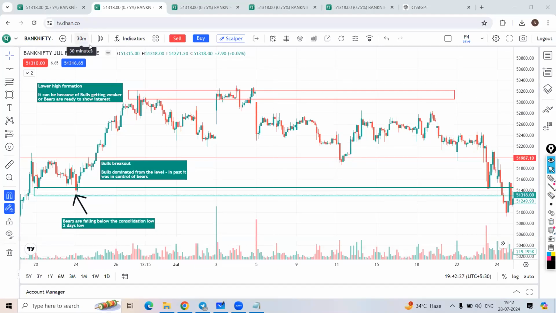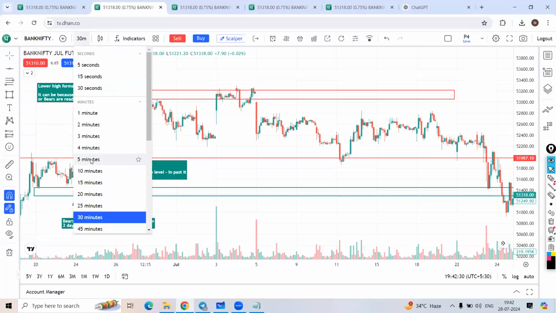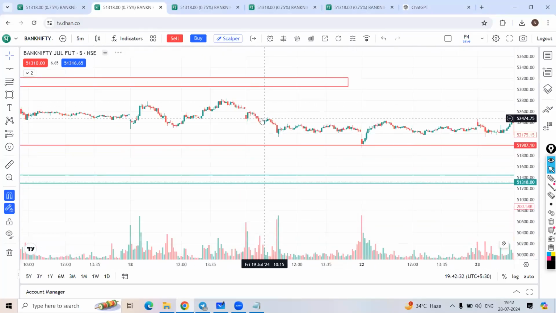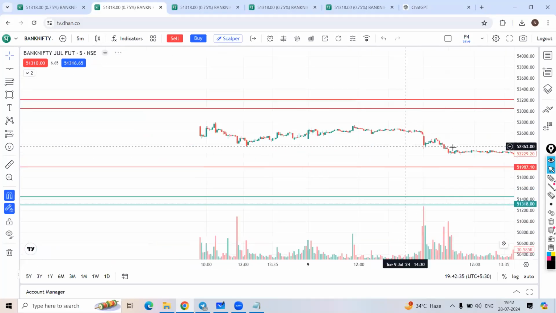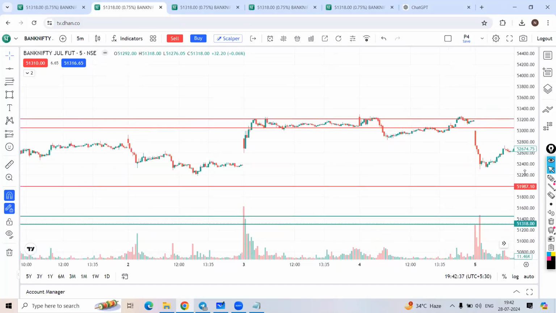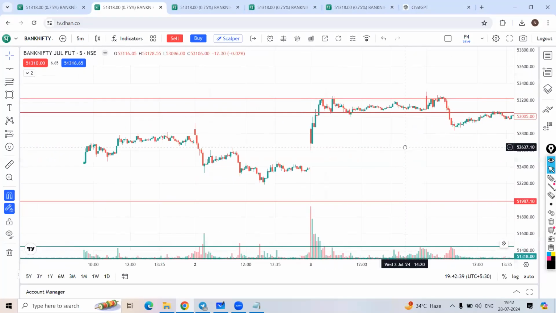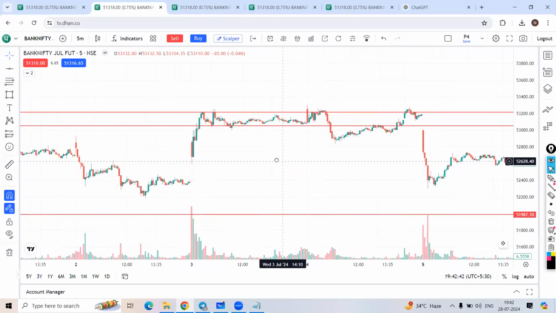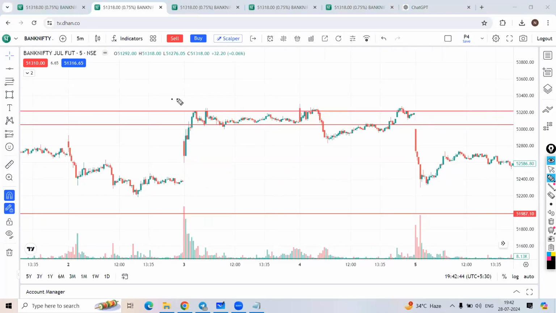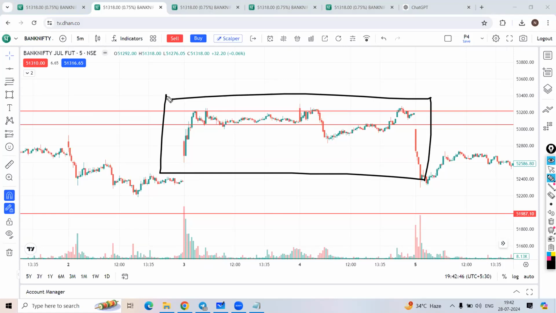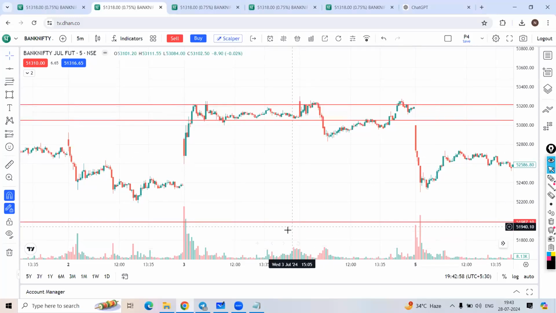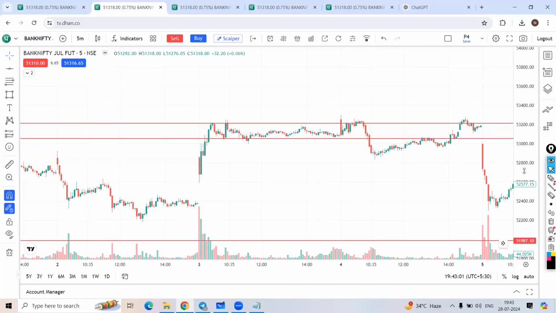Now I have done all this in a 30-minute time frame. Now I need to go to the 5-minute time frame. So basically, this is the location. Price was trading around the zones which I marked in the 30-minute time frame. Same zone is here. Now tell me, with this method, where are the possible ways of taking an entry?